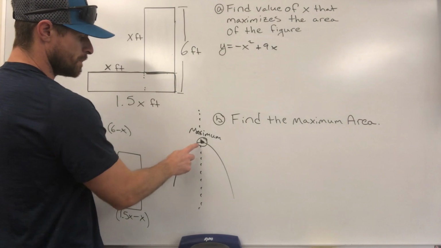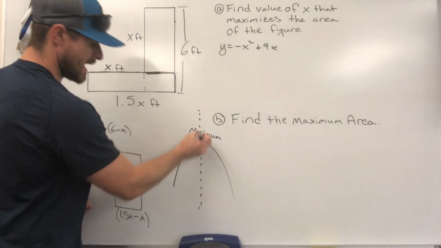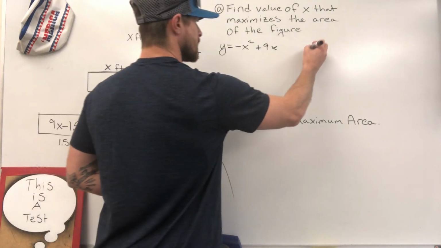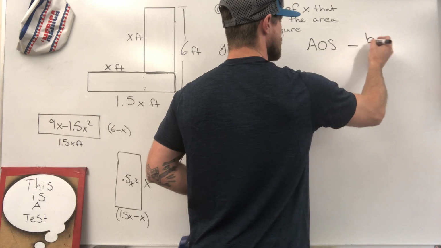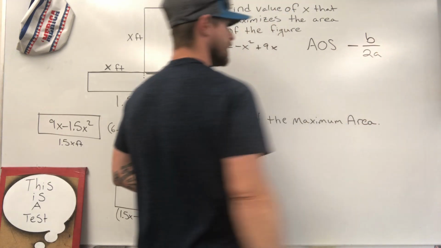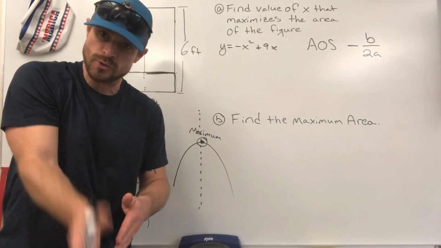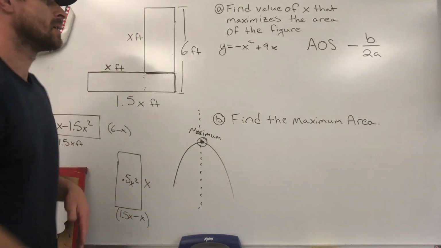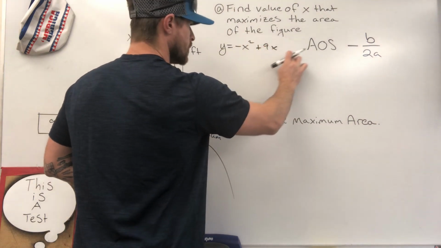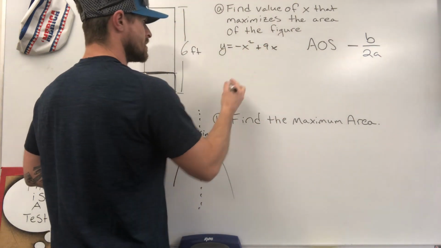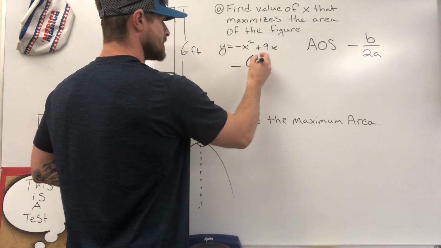If we can find the maximum point, that's our maximum area, but we first got to find the axis of symmetry, the AOS. How do you find that axis of symmetry? We know it's the opposite of b over 2a. Remember, the opposite of b over 2a is what's going to give you the center of your parabola. So this is my a, this is my b. We have no c, so in that case it's a 0.